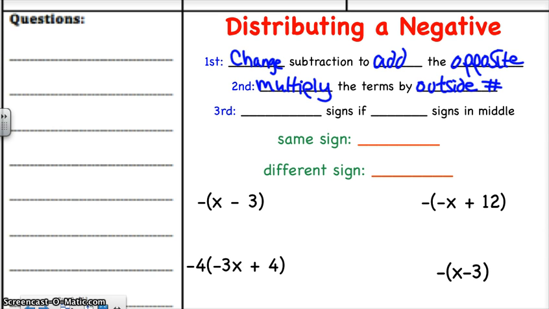And lastly, and this is what I was encouraging you this morning, we change the sign if there's two signs in the middle. So if I have plus a negative in the middle, I change it to subtract. If I have minus a negative in the middle, I change it to add. If they're the same sign, it means add. That's the minus a negative.